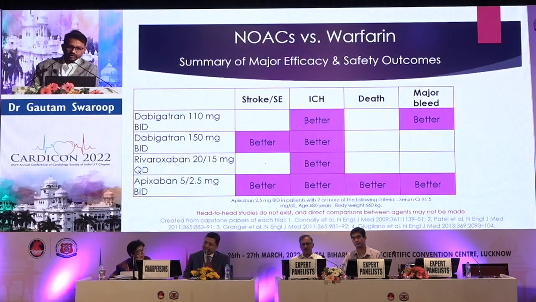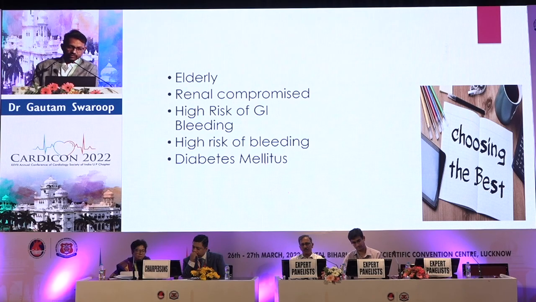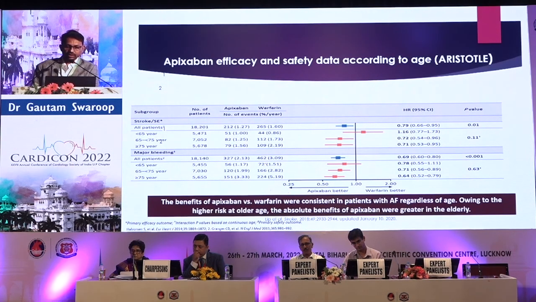So if you compare this, the major safety outcome regarding the stroke, ICH, death and major bleed, apixaban is clear-cut benefited in all that safety and the efficacy data as well. So in short, I will compare the elderly patient, renal compromised patient, high risk of bleeding, and the diabetes patient, because these all are the subcategories in which you have to wisely choose the NOAC and you have to give the best NOACs to your patient in terms of the safety as well as bleeding.